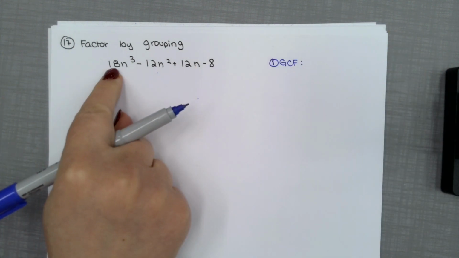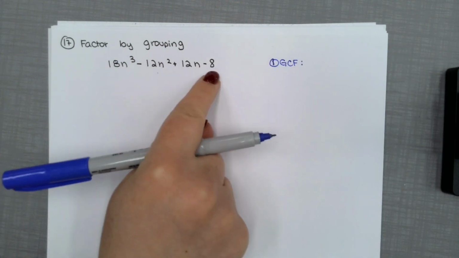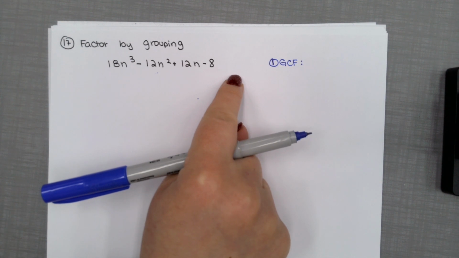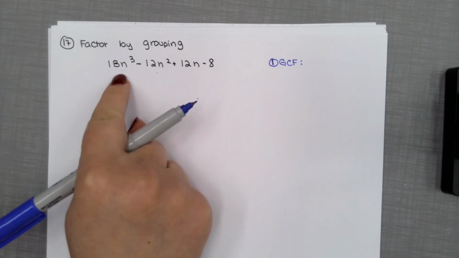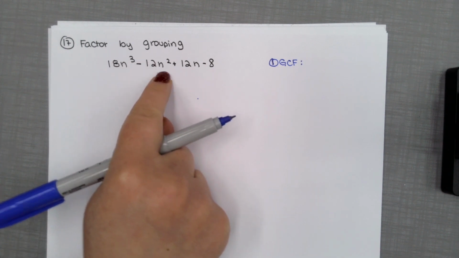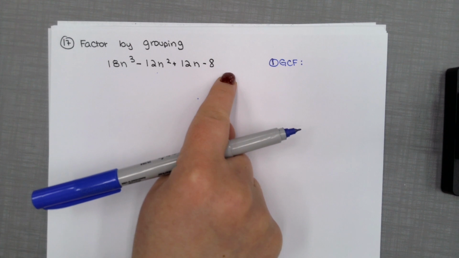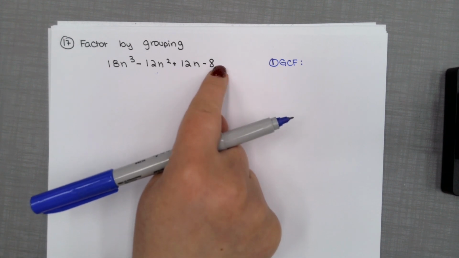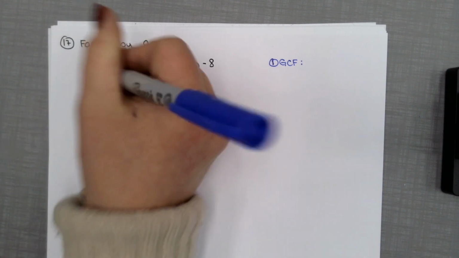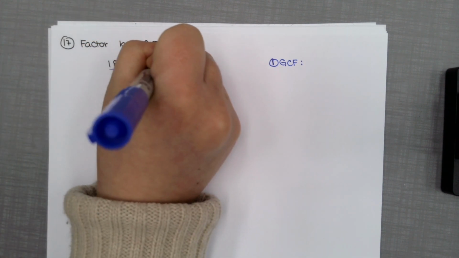I have an 18, a 12, and an 8. I'm thinking maybe 4 can go into all of these. Because I know 8 and 18, they don't get along. Yeah, I think it's 4. And then we have n cubed, n squared, n, and no n. Therefore, n is not part of our GCF. If we did have an n at the end, then yes, it would be, but we don't. So let's go ahead and divide by 4 for our GCF.